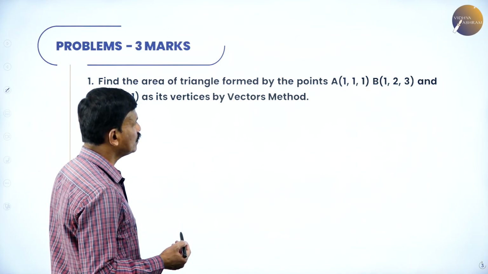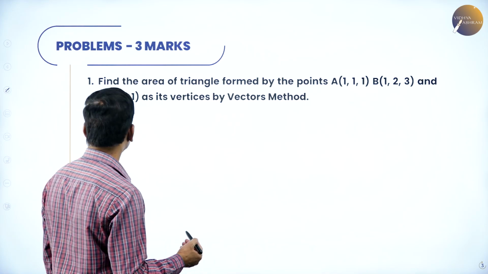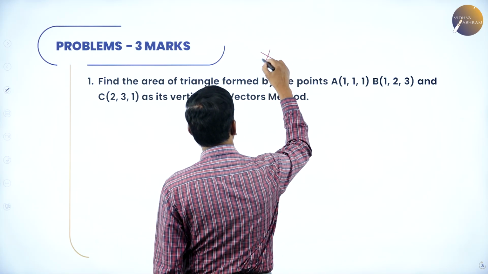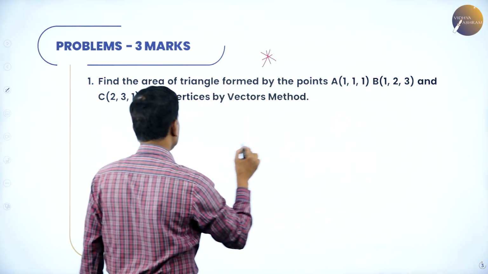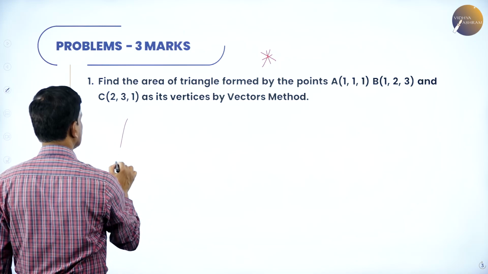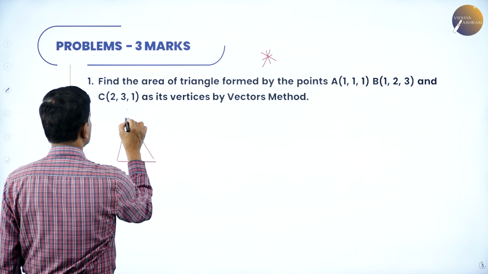Find the area of a triangle formed by the vertices A, B and C. This is also an important problem for 3 marks. Now here, just find out the area of the triangle, this is triangle ABC.